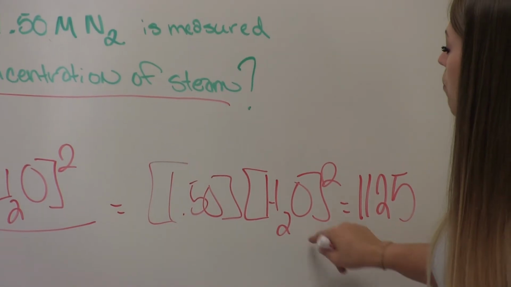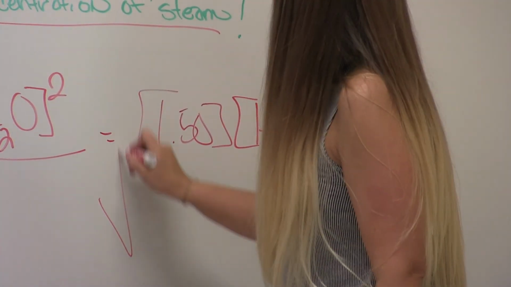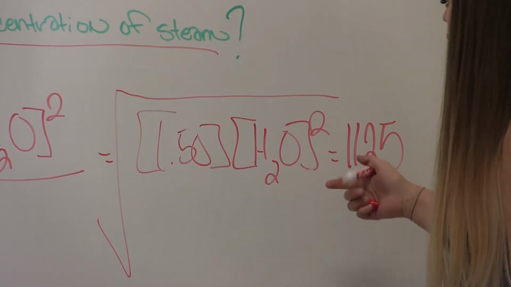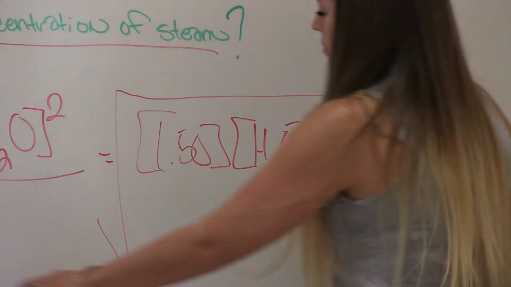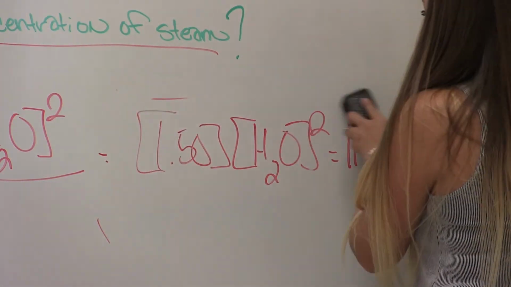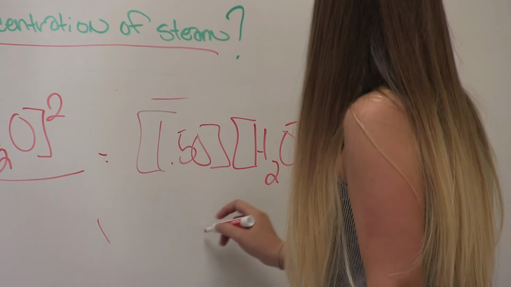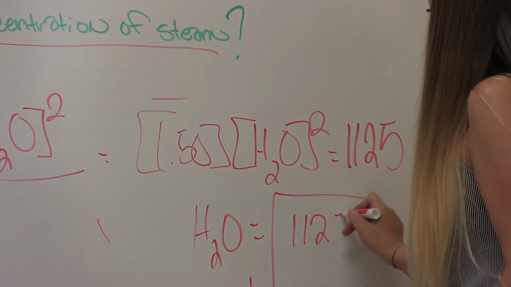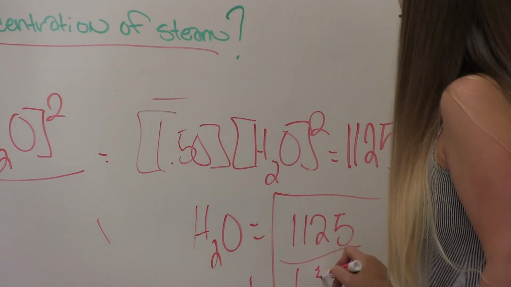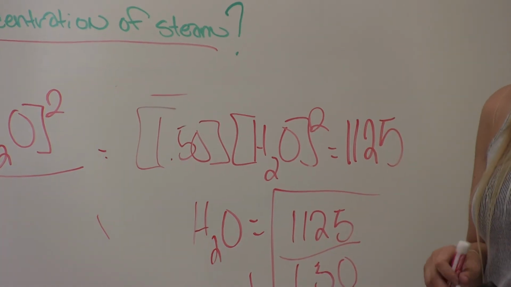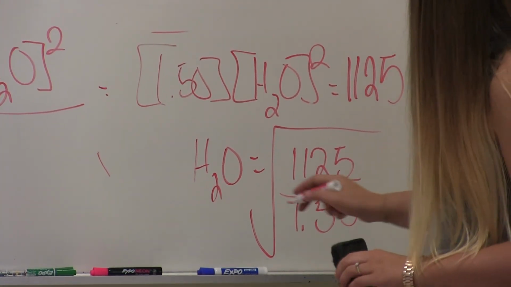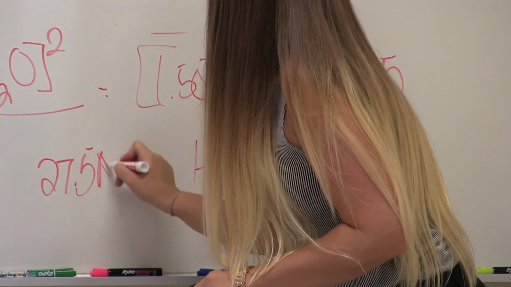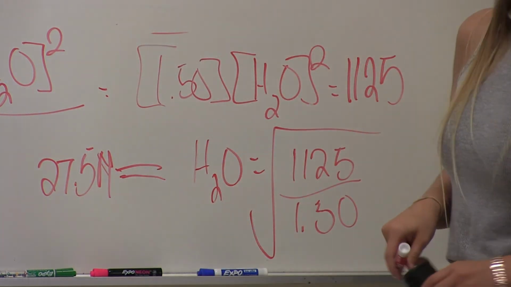We can get rid of the square by taking the square root. We need to get water by itself, and I probably should have rearranged this before doing that. We end up with the concentration of water equaling the square root of 1125 divided by 1.50. If you punch that into your calculator, you'll get that the concentration of water is equal to 27.5 molar.